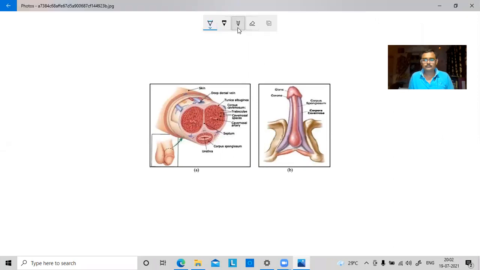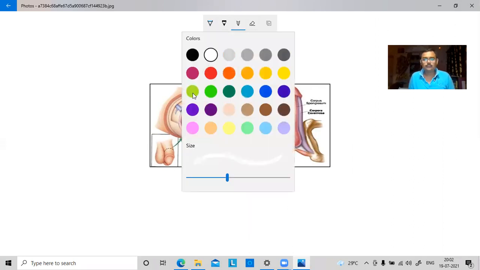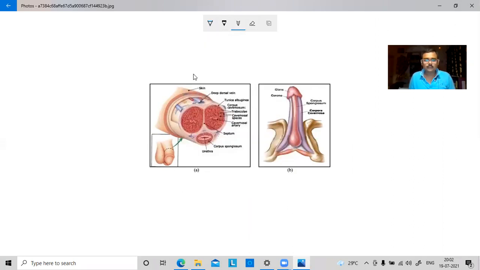The covering of the penis consists, from superficial to deep, of the skin, the superficial fascia, which is thin, and the deep fascia.